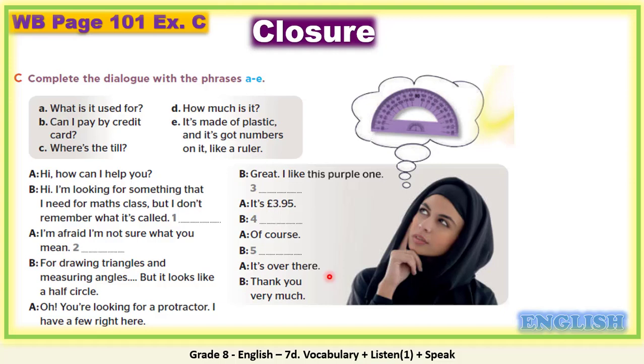Welcome back, my dear students. Now let's read the phrases A to E. What is it used for? Can I pay by credit card? Where is the till? How much is it? It's made of plastic and it's got numbers on it, like a ruler.